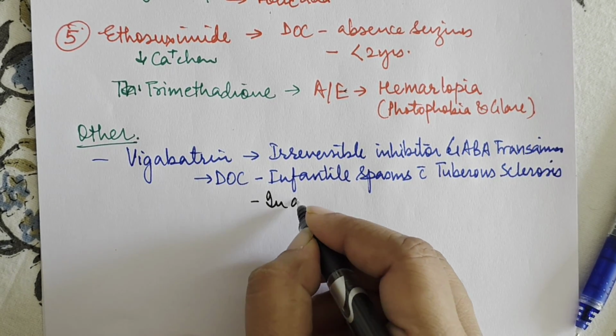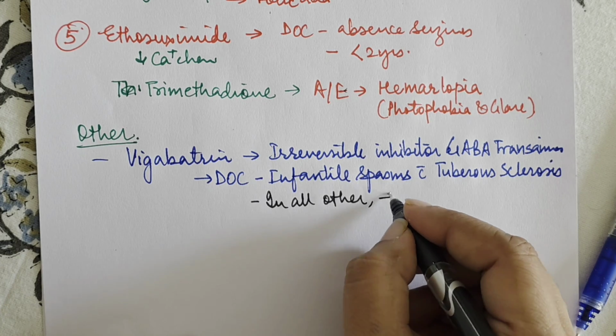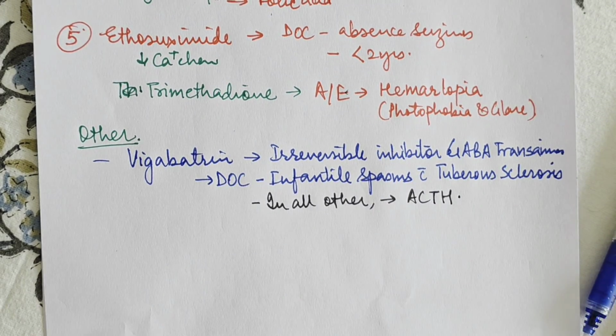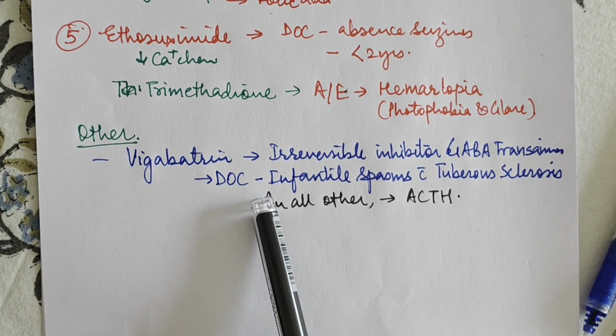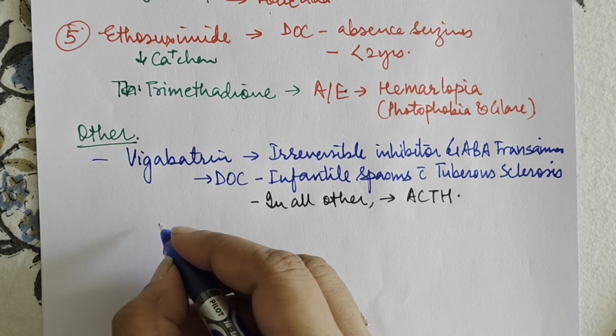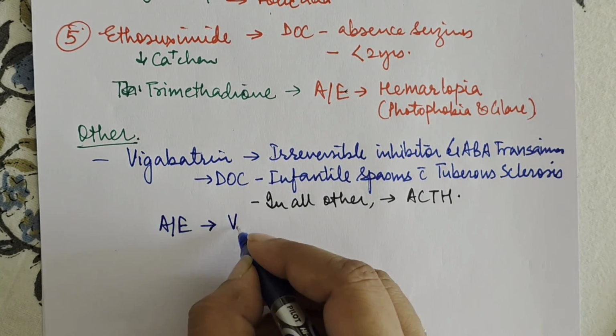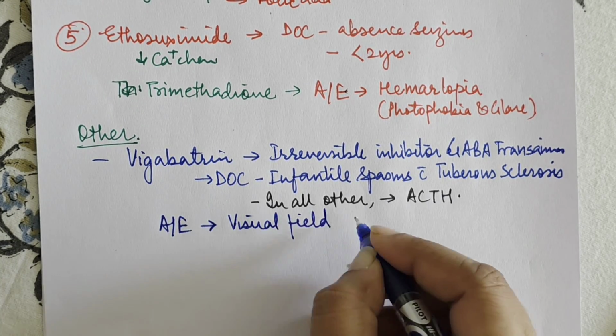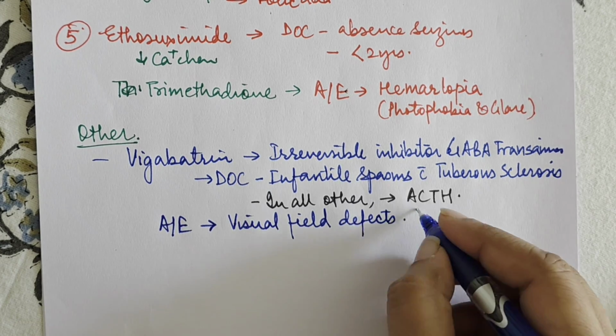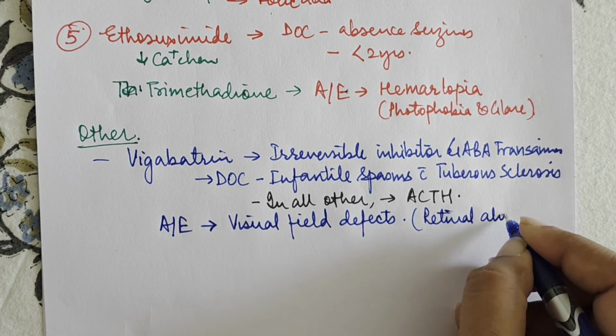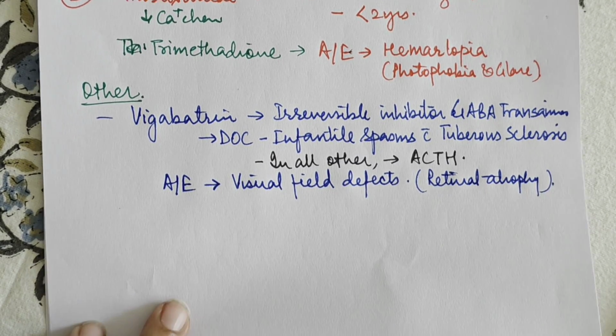In all other infantile spasms, the drug of choice is ACTH. It is only in infantile spasm associated with tuberous sclerosis that we use vigabatrin. The adverse effect of vigabatrin is that it causes visual field defects due to retinal atrophy. So this is a side effect which has to be taken care of.